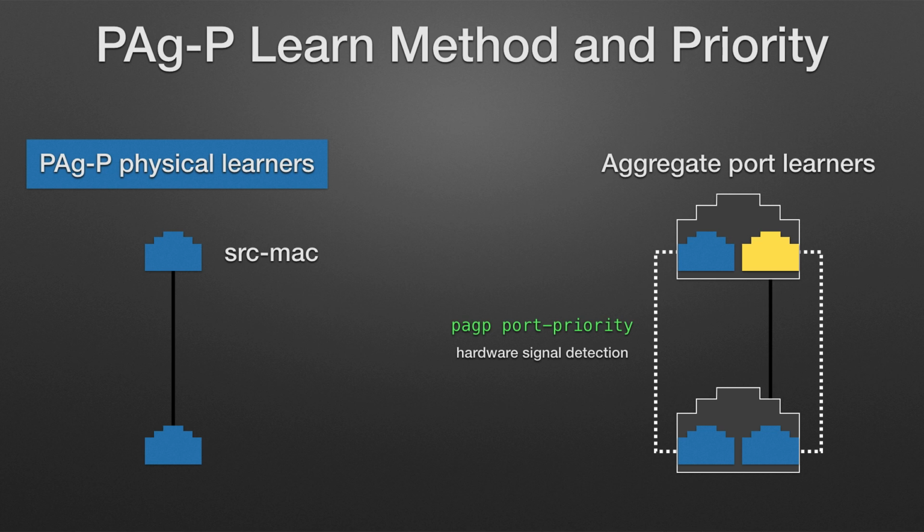Set a load distribution method based on the source MAC address by using the port-channel load-balance src-mac command. The device then sends packets to the physical learner using the same port in the EtherChannel from which it learned the source address. Only use the PAgP learn method command in this situation.